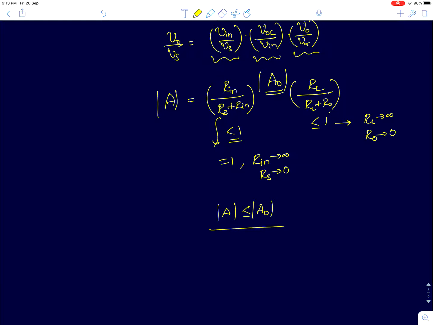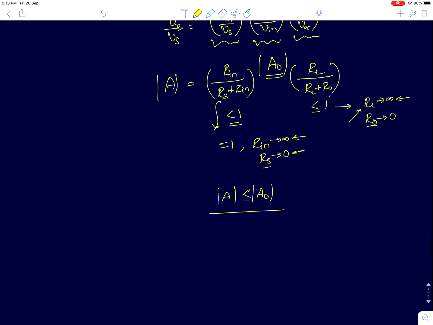So intrinsic gain, you can see that as when Rs is infinity and RL is infinity, you get the intrinsic gain. Or you can also have Rs as 0 and RL as infinity. Either of these conditions will give you the maximum gain from this amplifier. So A naught here is the maximum gain that you can get out of a voltage amplifier.